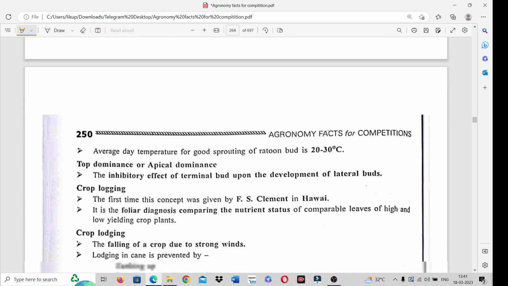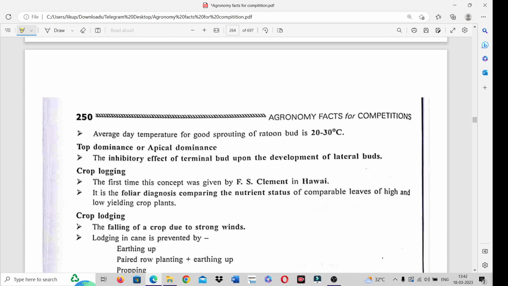Average day temperature for good sprouting of ratoon buds is 20 to 30 degrees centigrade. Then top dominance or apical dominance: the inhibitory effect of terminal bud upon the development of lateral buds.